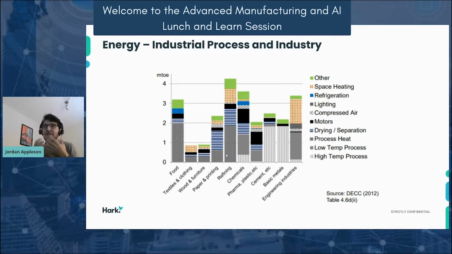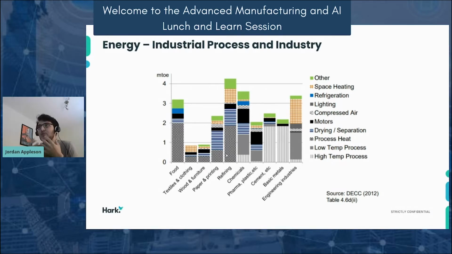So in terms of food, as an example, what you'll find is that a lot of that is process heating. That makes up most of that industrial process. If you look at textiles and clothing, that's less about process heat and space heating actually takes up quite a bit of that. If you look at refining, like refineries for oils and other things and metals, that's again process heat, drying and separation. There's other in there, which could be anything.